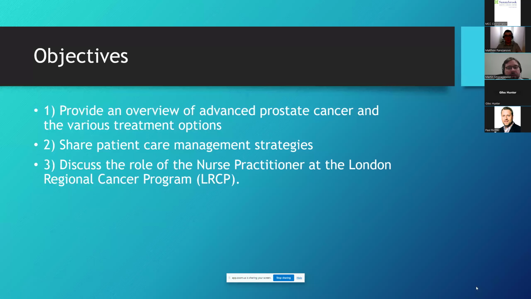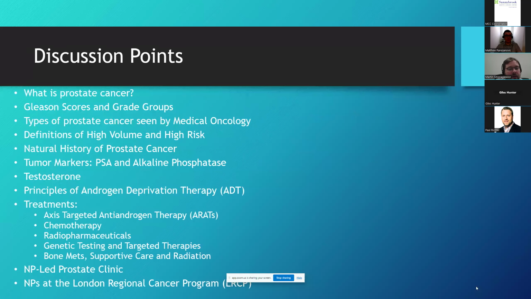An overview of advanced prostate cancer and the various treatment options, to share patient care management strategies, and then I'll close by discussing the role of the nurse practitioner at the London Regional Cancer Program and a bit more about the clinics that I lead.